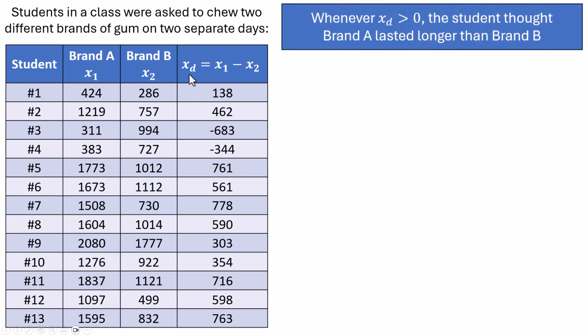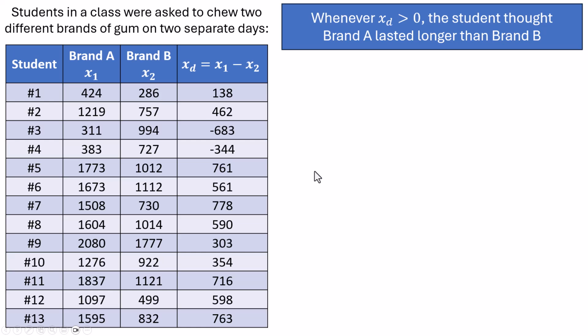Anytime the paired difference, x sub d, is greater than 0, that means that the student thought that brand A lasted longer than brand B by whichever number is in this column. For example, for student number 1, the brand A time was 424 seconds, and the brand B time was 286 seconds. So the difference between those is representing how much larger the brand A time is compared to the brand B time.